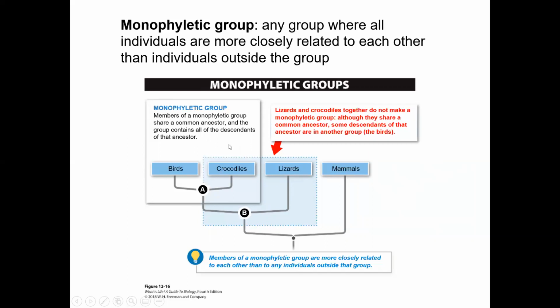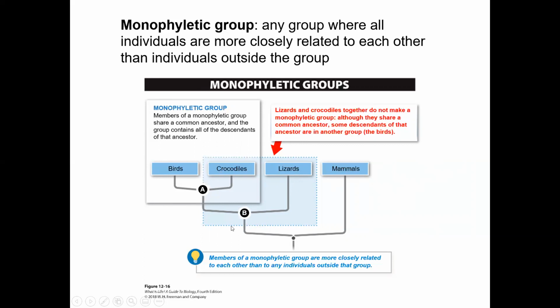If I were to circle birds, crocodiles, lizards, and mammals, so these 4 right here that I'm moving my mouse around, all of those share this common node here. And that node contains all of the descendants. So it contains mammals, lizards, crocodiles, and birds.